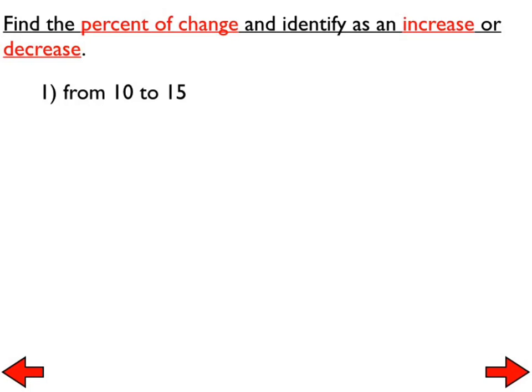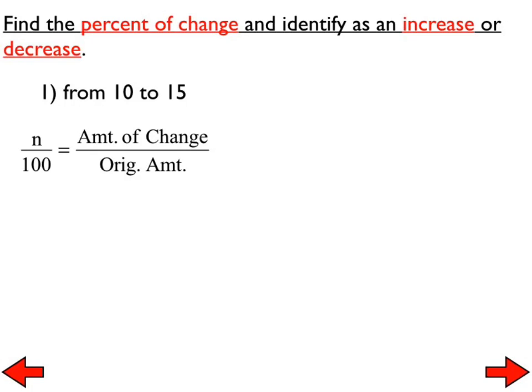To find the percent of change, one way is by setting up the proportion n over 100 equals the amount of change over the original amount. When we went from 10 to 15, the numbers changed by 5. From 10 to 15, that's a change of 5. And the original amount is the first amount, or the amount that it started with, which was 10.